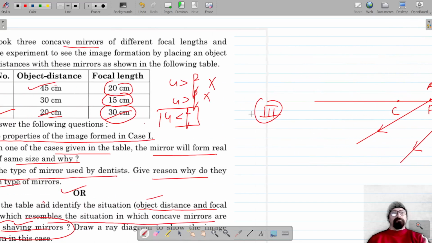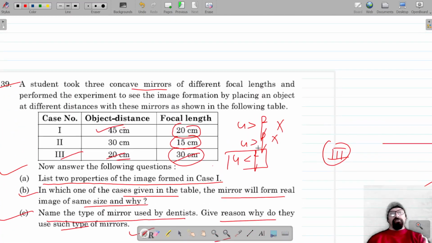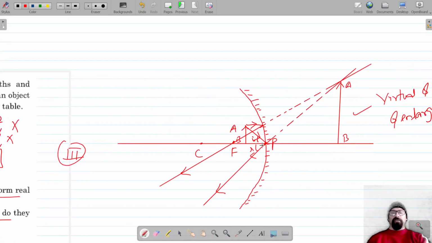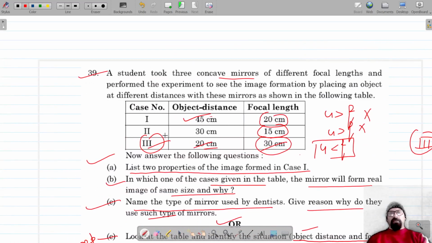This is the ray diagram to show the image formation which resembles the situation in which concave mirrors are used as shaving mirrors. So the object should be close to the concave mirror, that is, between the focus and the pole of the mirror. So this is case three. You also have to mention which is the case. So this is case three.